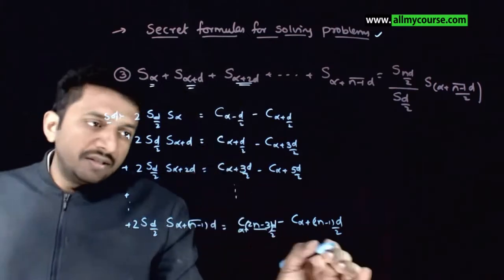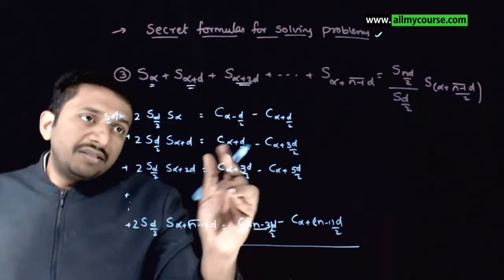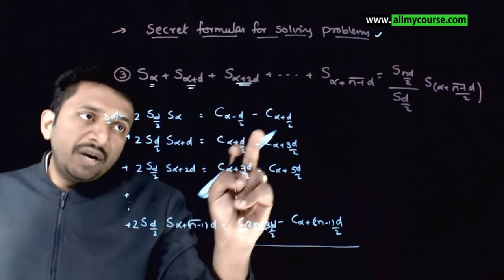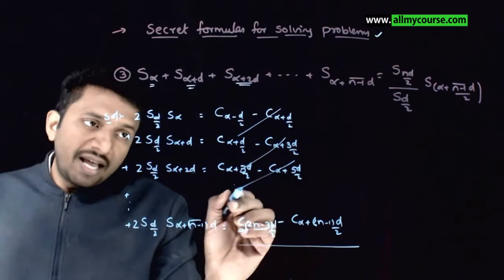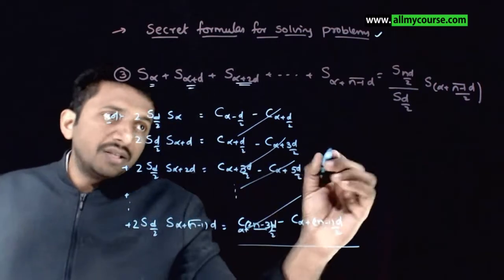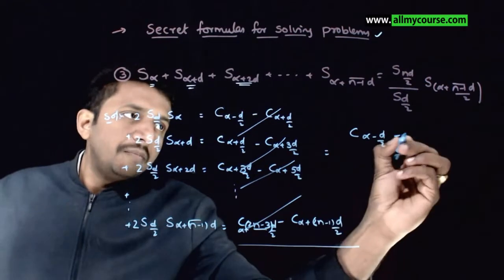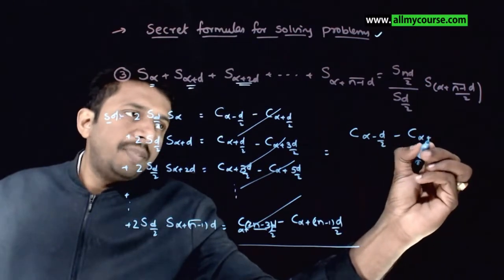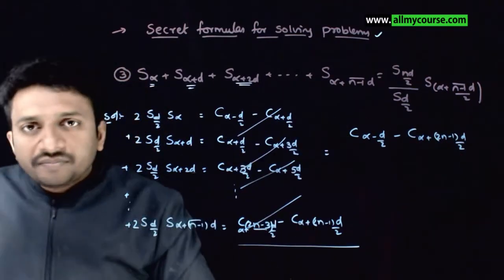So if you add all this, can you see some cancellations? Cos of alpha plus d by 2 and minus cos of alpha plus d by 2 get cancelled, the next two get cancelled, the sequence follows and all these get cancelled. So if you add all this, what is left out is cos of alpha minus d by 2 minus cos of alpha plus (2n minus 1) times d by 2.